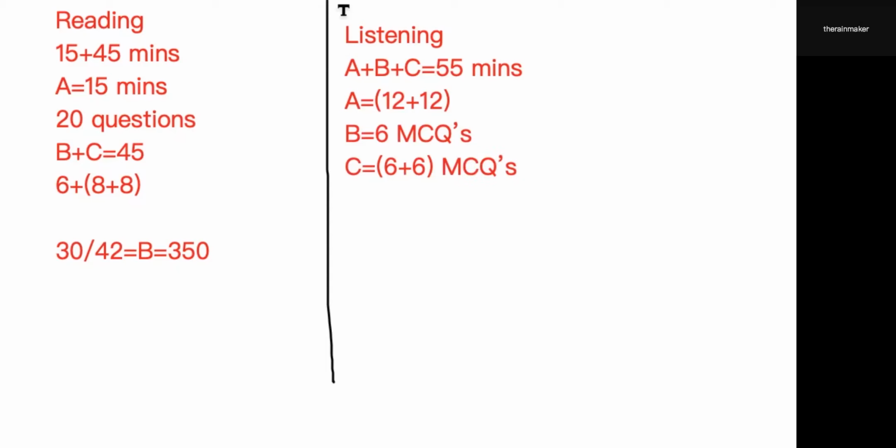So in total, you get 30 out of 42. That's going to be equal to B band, and that is going to be equal to 350. So this is the whole story of listening. You don't need to know more now. After you practice by yourself, you'll understand the format. Just know what is there, and I'll show you what it looks like.